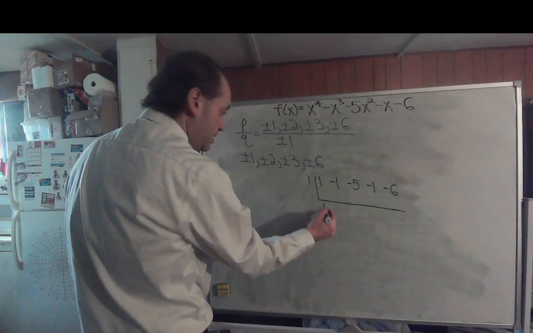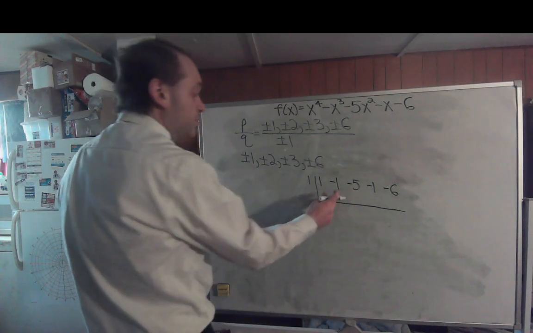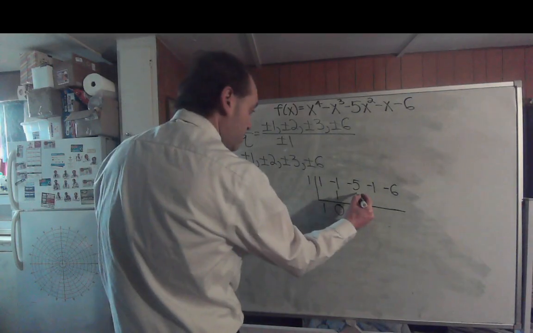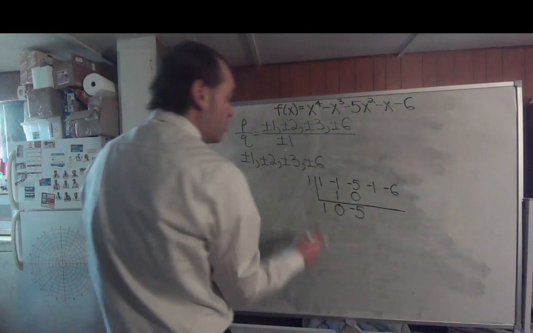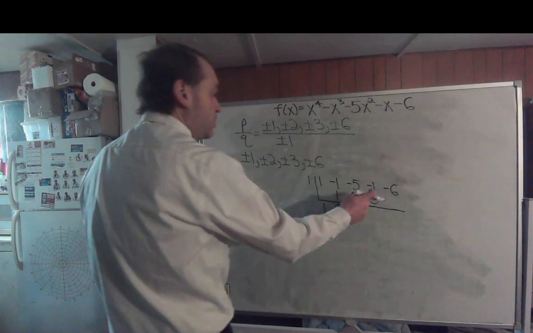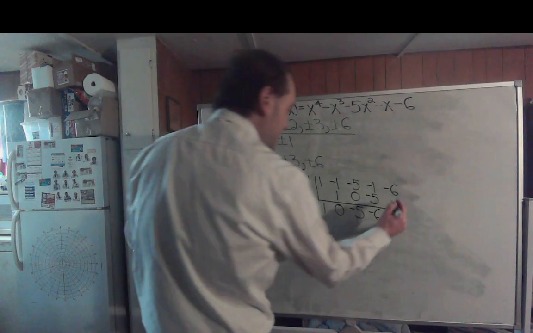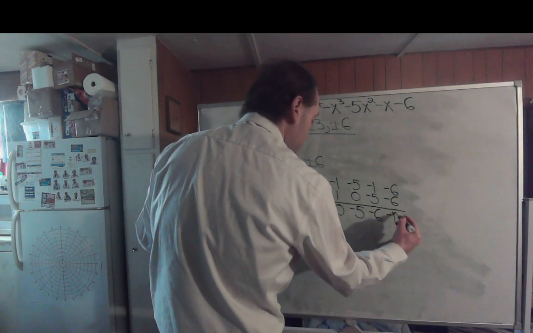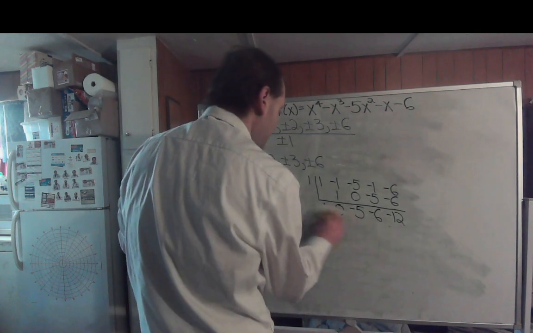So bring down your 1 here. 1 times 1 is going to be 1. -1 plus 1 is 0. All right. 1 times 0 is 0. So -5 plus 0 is -5. 1 times -5 is -5. -1 plus -5 is -6. 1 times -6 is -6. Well, -6 minus 6 is -12. We have a remainder of -12, so that's definitely not going to work.